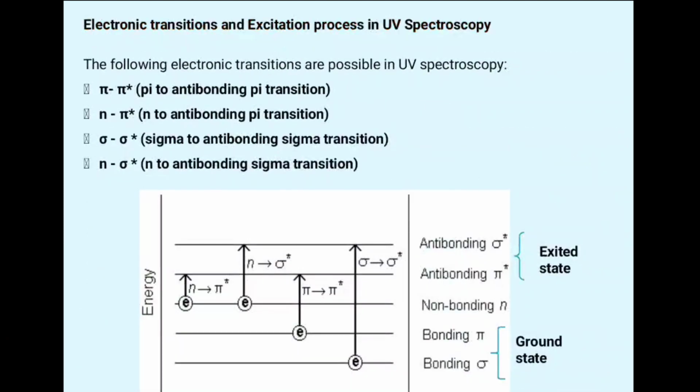Let us see what are the electronic transitions and excitation process in UV spectroscopy. The following electronic transitions are possible in UV spectroscopy: pi to antibonding pi transition, n to antibonding pi transition, sigma to antibonding sigma transition, n to antibonding sigma transition. You can observe the electronic energy states: ground state and excited state.